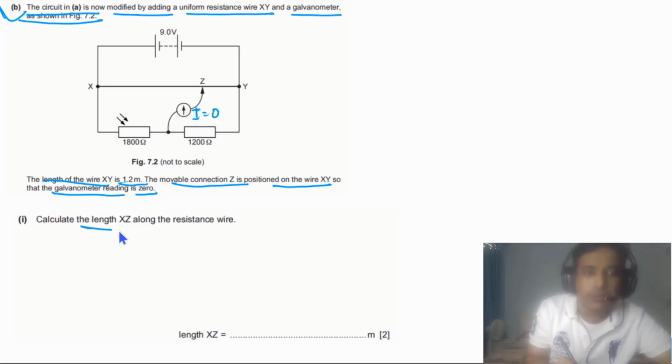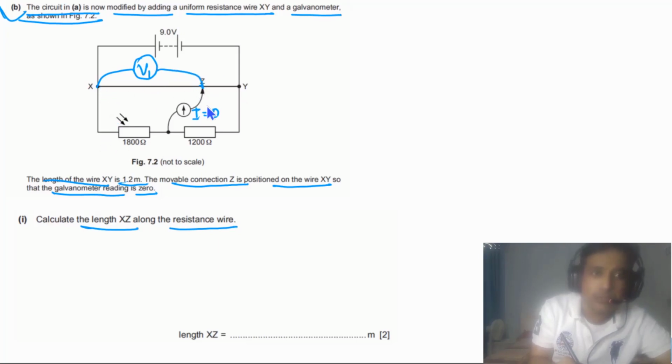We need to calculate length XZ along the resistance wire. As the reading here is equal to 0, it means that the PD between XZ, so we can draw a voltmeter here, PD across XZ is the same as PD across LDR. And PD across LDR we have already determined was equal to 5.4 volts. So it means the reading on this one is also 5.4 volts.